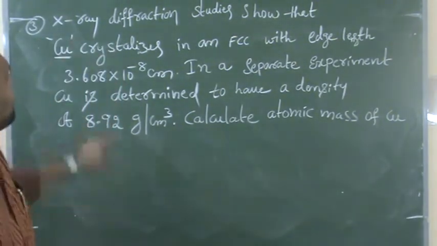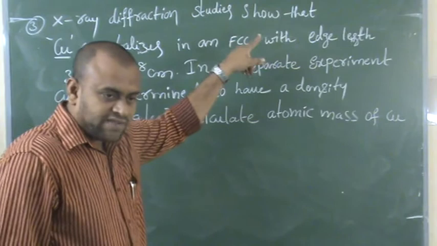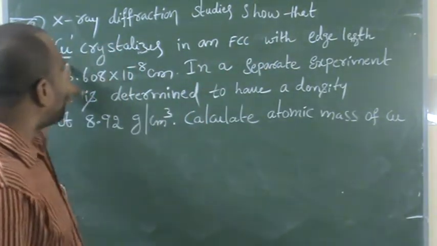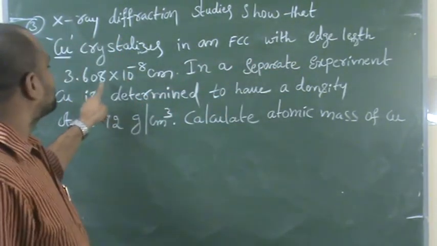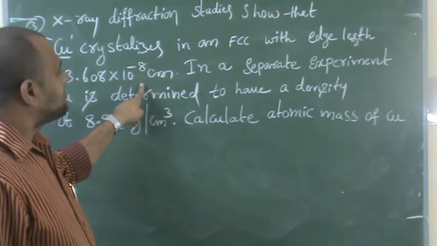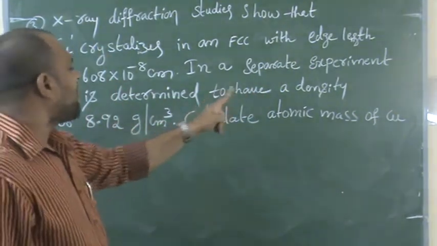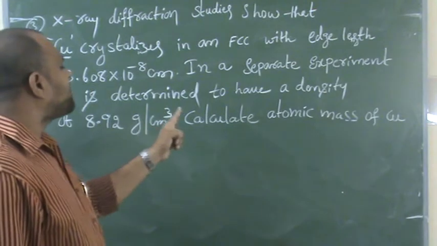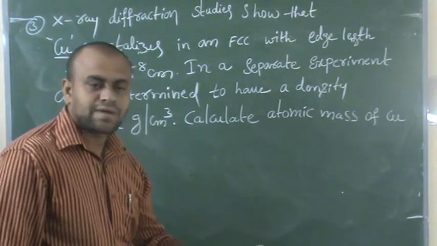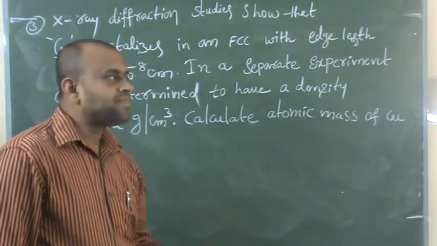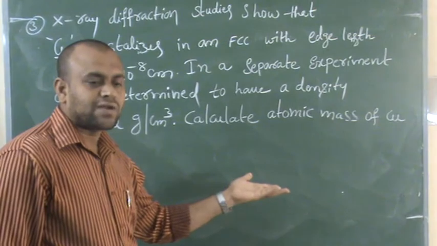Very simple problem only. See here, X-ray diffraction studies show that copper crystallizes in an FCC with edge length 3.608 into 10 to the power of minus 8 centimeters. In a separate experiment, copper is determined to have a density of 8.92 gram per centimeter cube. Calculate atomic mass of Cu. Same as the previous problem, but in the previous problem we had calculated Z. Here we have to calculate M.